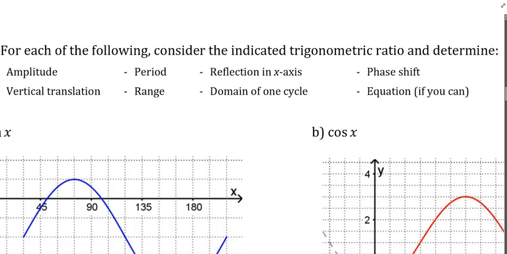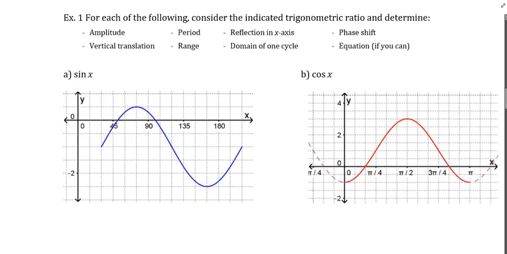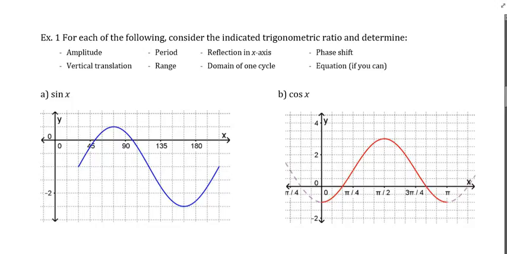Okay, so let's take a look at what our practice is going to look like today, what our problems are going to look like. For each of the following, consider the indicated trigonometric ratio. So we're going to do sine x for this first one. Looks like a sine curve, so that kind of makes sense. And determine each of the following. What do we notice about the first one, though? Oh, it's in degrees, so it's old school. So we're going to determine the amplitude, the translation, the period, the range, the reflection, all of these things.